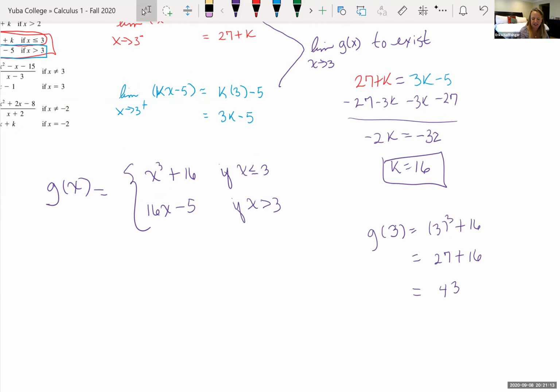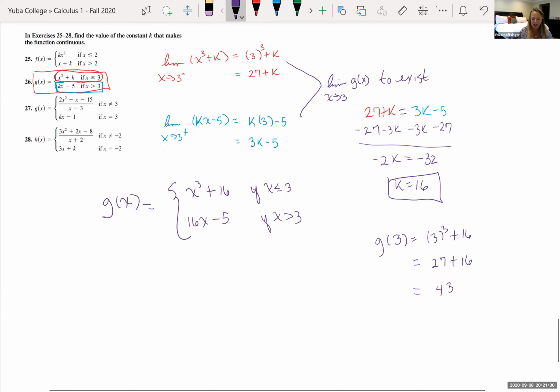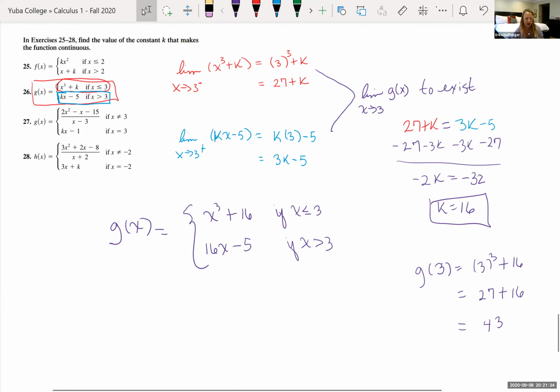If you plugged in 3 into the second equation, you'll notice that you also get 43, which we wanted because we have to get the same number on the left and the right. 16 times 3 is 48. 48 minus 5 is 43. Okay, so we found the value of k and made that removable discontinuity. We found k to make that continuous there.